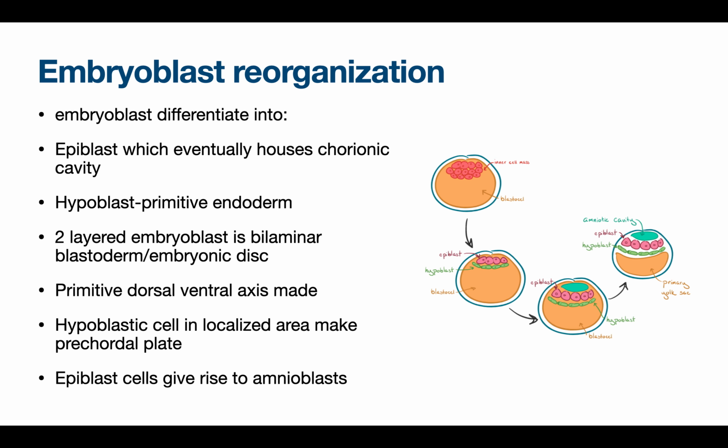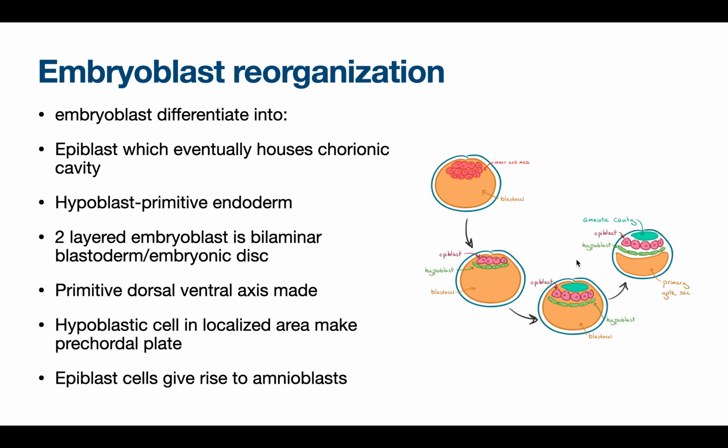The embryoblast will differentiate into two layers: the epiblast on the outside, which will house the amniotic cavity in the future, and then the hypoblast, which is the primitive endoderm. These two layers will form the bilaminar or blastoderm or embryonic disc, and the primitive dorsal-ventral axis is made. So right now we're kind of forming something that has a spine, and then the hypoblastic cells will make the prechordal plate.